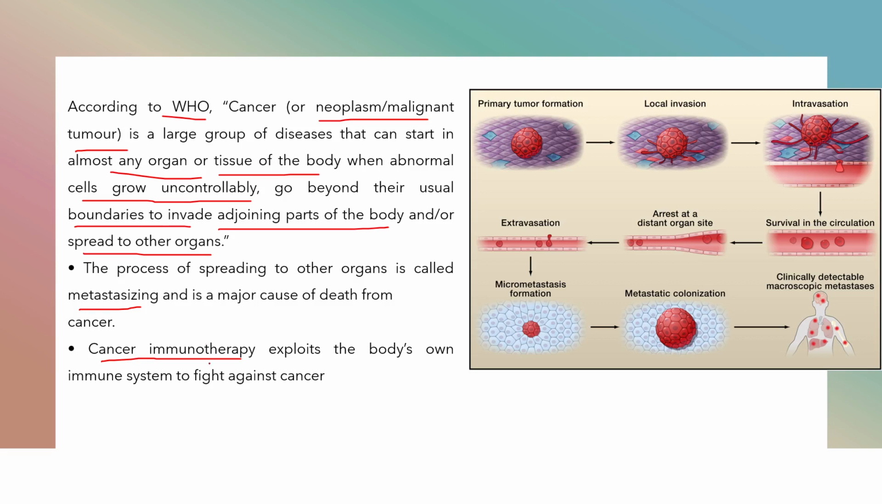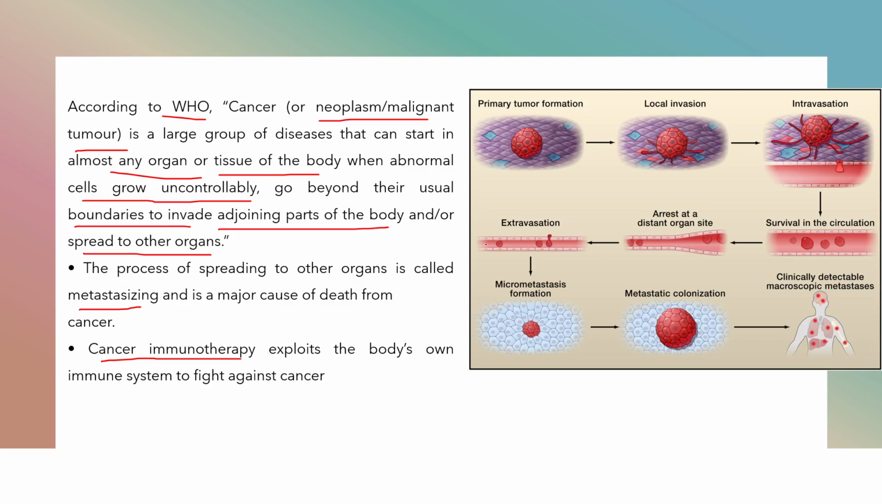So in the figure itself, see here, this is the primary tumor formation. Look at this. This red thing is the tumor, and then it leads to local invasion. Local invasion means you can see these fibrillar structures have generated from this whole tumor. Then it is called intravasion. Intra means it is affecting the local cells only. Intra means it is affecting the blood vessels nearby it. Okay. Next, survival in the circulation.